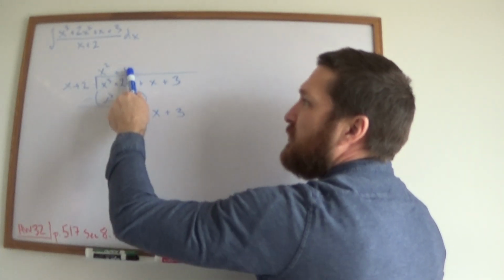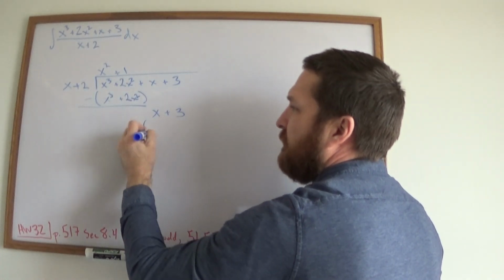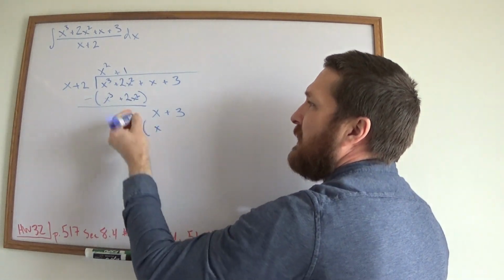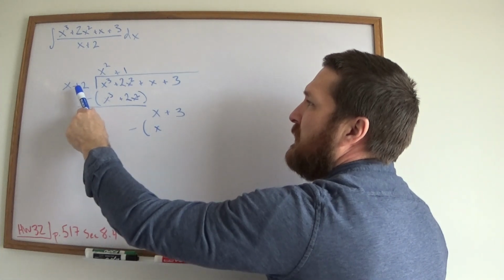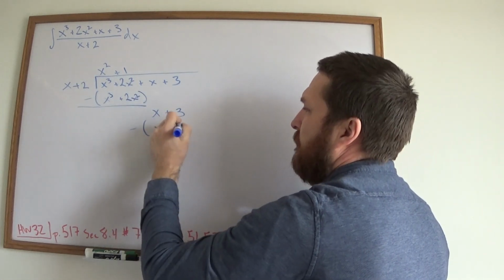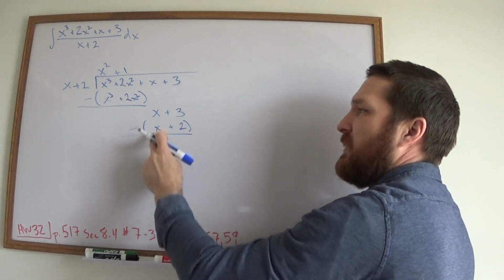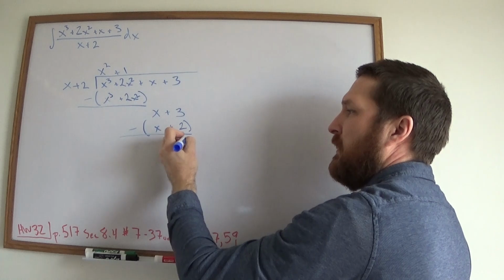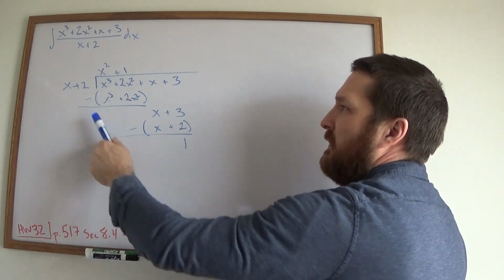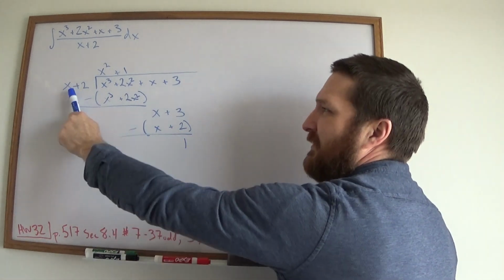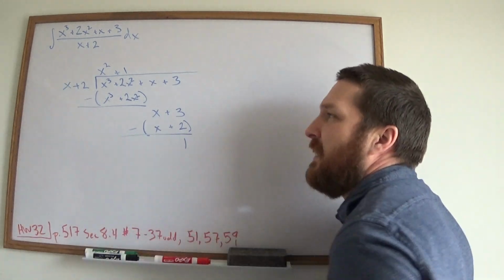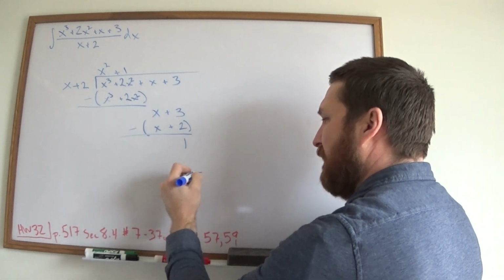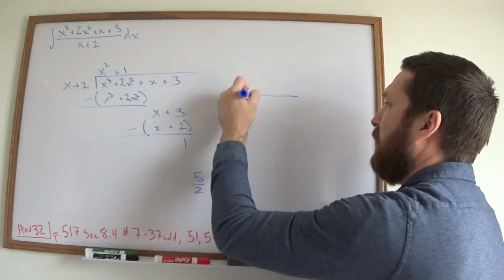Then I do the multiplication. First I do that, then it comes down, hits that, and gives me x. It hits that and gives me plus 2. Now I actually do the subtraction. x minus x is gone. 3 minus 2 is, okay, is the degree of this less than the degree of that? So we're done.